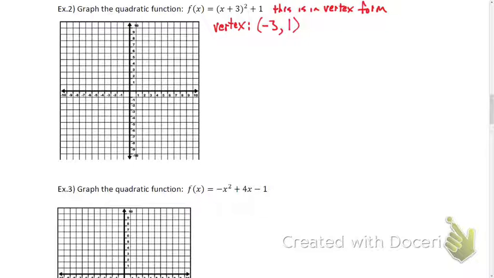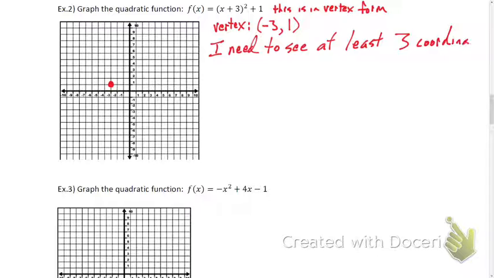So there's one dot. And one thing I forgot to mention, if all I ask is for you to graph it, I need to see at least 3 coordinates. Now there's a chance the problem could be more specific than that, but if it just vaguely says to graph, I need to see 3 coordinates. And we have 1. One option is to look at x-intercepts, but hopefully you notice that would be a waste of time.